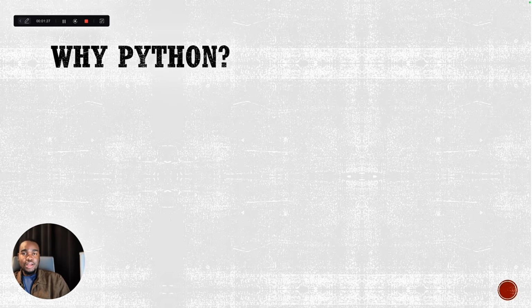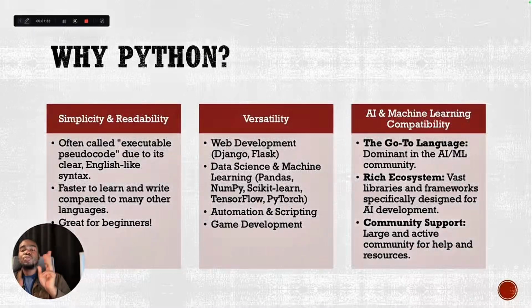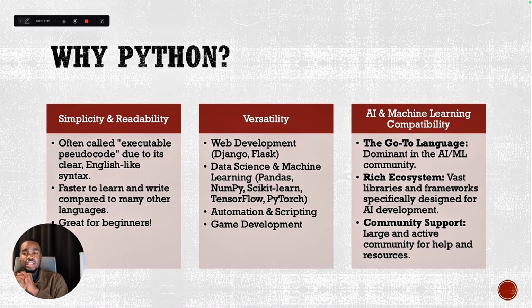Now, why are we using Python? Why Python? So I wrote down three reasons for us. Number one, for simplicity and readability. Number two, versatility. Number three, AI and machine learning compatibility. Now, the first one, simplicity. Python is simple to learn. Trust me. It is simple. The syntax, it is interpretable in human-like language, right? It has English-like syntaxes. It is easy to learn, fast to learn, and also write compared to other languages, and it is great for beginners.